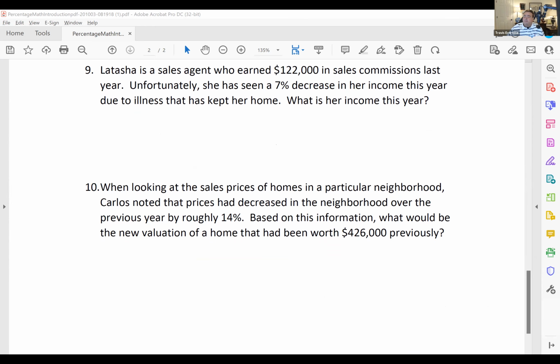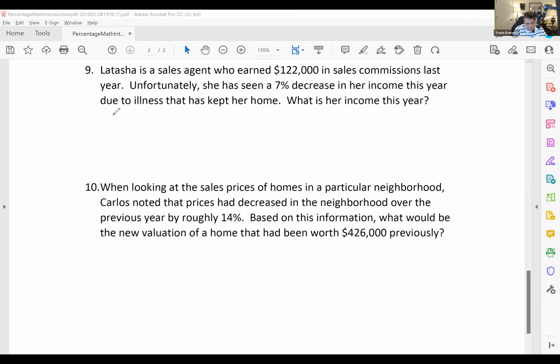Poor Latasha has made less money. That is just not acceptable. You always got to make more the next year. More. That's the way it works. But Latasha has taken a step back. She's backed up a little bit. So she decreased. But she decreased from where?